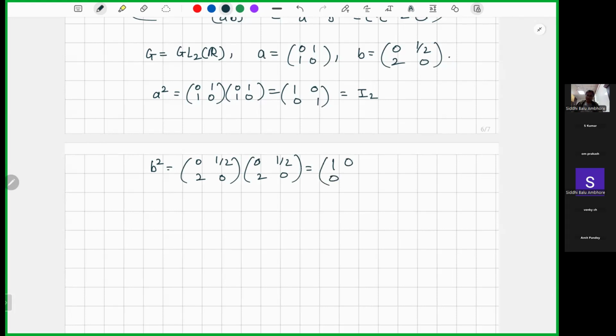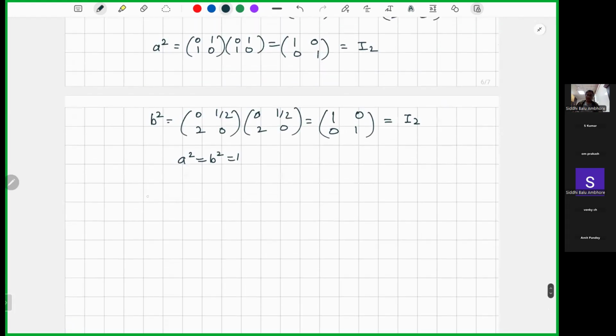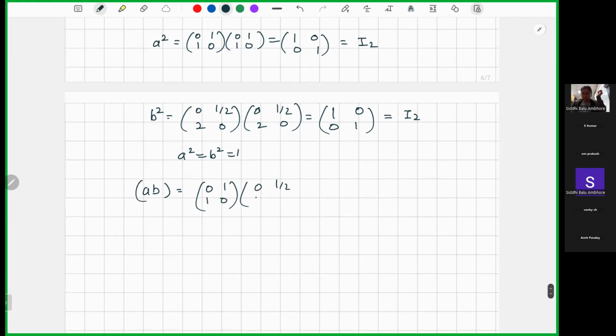This, okay, this is 0 and this is 1. This is again identity of GL2R. So we have A square, B square to be 1. But what is A into B? It is [[0, 1], [1, 0]] times [[0, 1/2], [2, 0]].